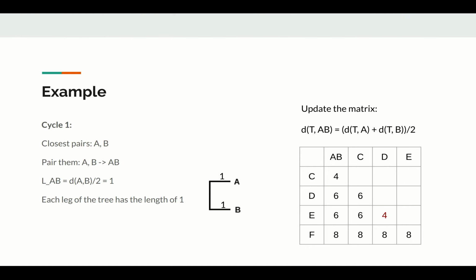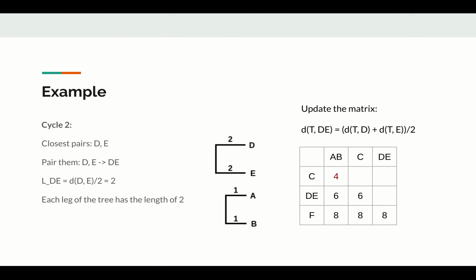Updating distances, we see that the distance of any element T to AB, which is a merged, grouped element, is the distance of T to A plus the distance of T to B, over 2, like an arithmetic average, an arithmetic mean of these distances. Now we want to find the next closest pair. There are two candidates, AB to C, and E to D, but we can choose either of them. It's not important. We can first choose AB to C, or we can choose E to D. We go with E to D.